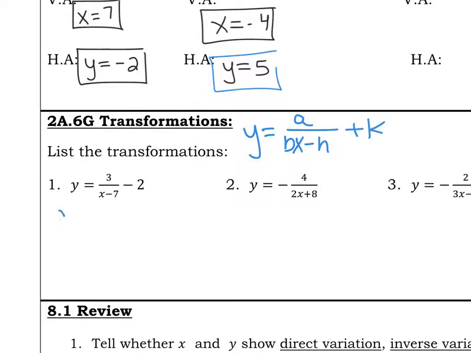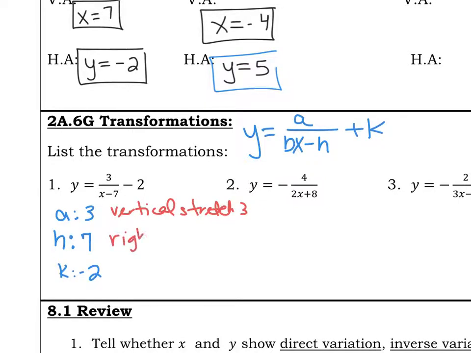So, in this problem we have a is 3. Don't forget h always lies to you. So h is not a negative 7, x is really a positive 7. And your k is a negative 2. What do all these do? Well, a causes a vertical stretch of 3. H goes left and right. It's a positive 7. It's a right 7. And k, that negative 2, means the graph went down 2 because k makes the graph go up or down.